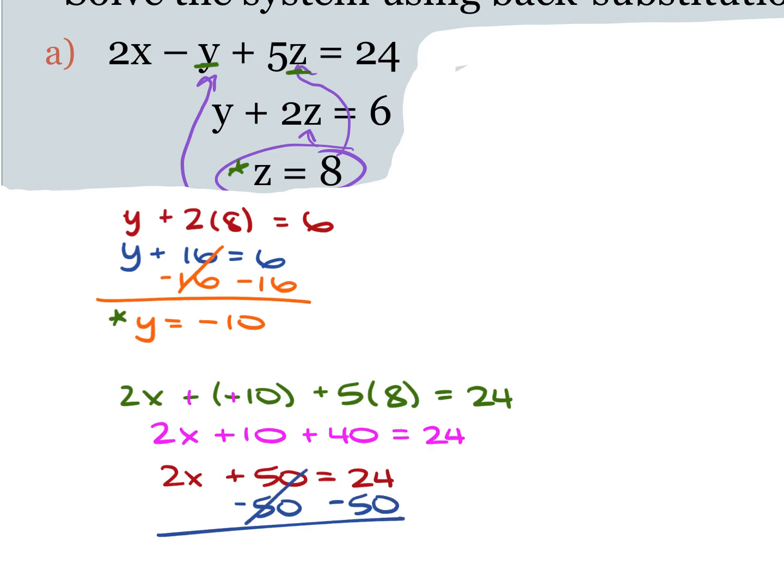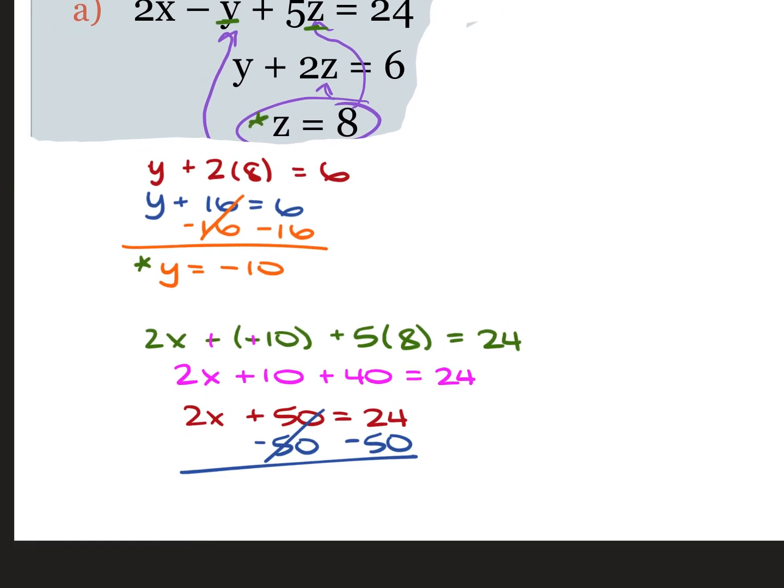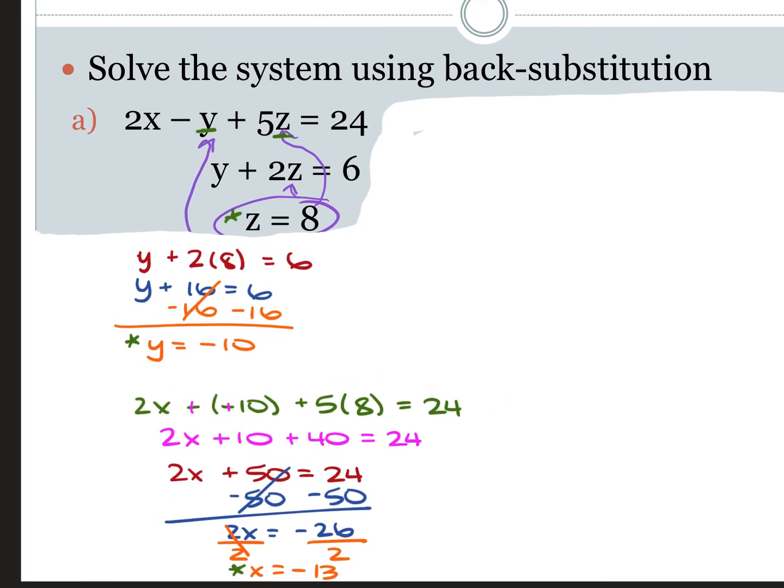From here, we're going to just subtract 50 from each side in order to get that 2x by itself. So we're going to do the 24 minus 50, which gives us a negative 26. So that's 2x is equal to negative 26. We divide each side by the 2, and we get that x is equal to negative 13. So we have our three variables, our x, our y, and our z. We have that x is negative 13, y is negative 10, and z is 8.